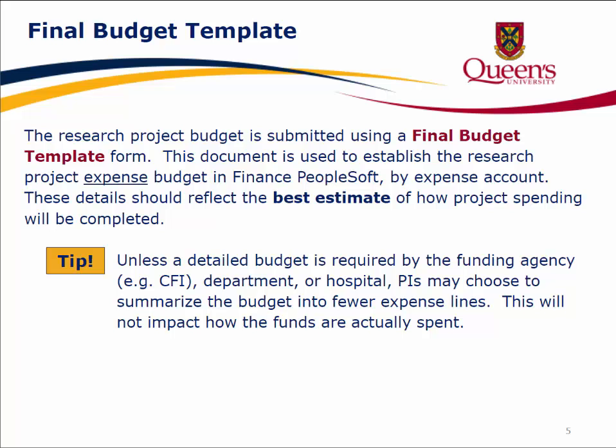The budget template form is used to establish the research project expense budget in Finance PeopleSoft by expense account. These details should reflect the best estimate of how project spending will be completed. The total budget must agree with the final approved research agreement or contract. Unless required by the funding agency, department, or hospital, PIs may choose to summarize the budget into fewer expense lines, as this will not impact how funds are actually spent. Next, we will review how to complete a final budget template.